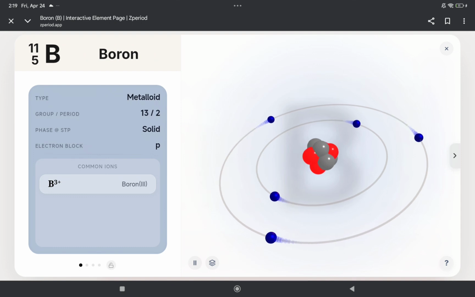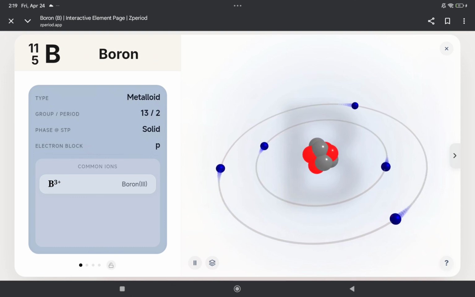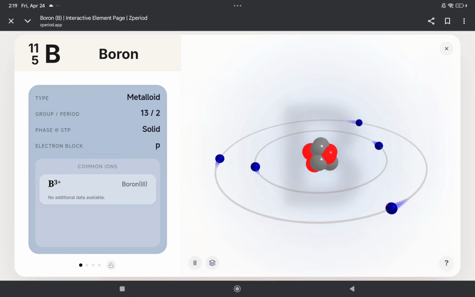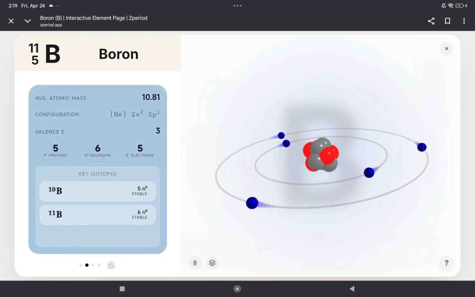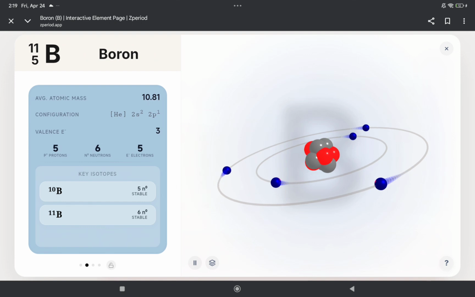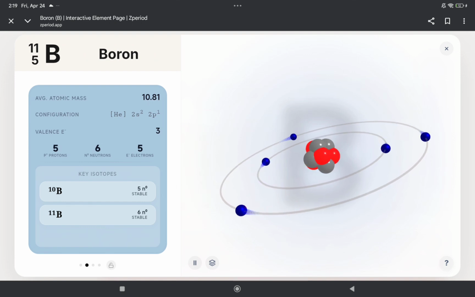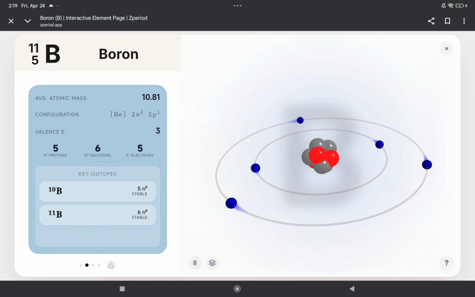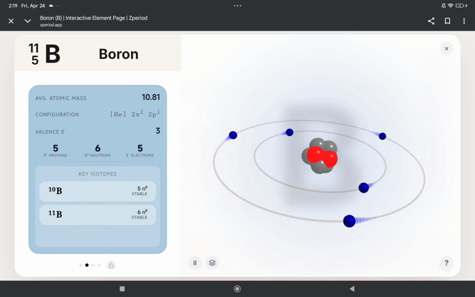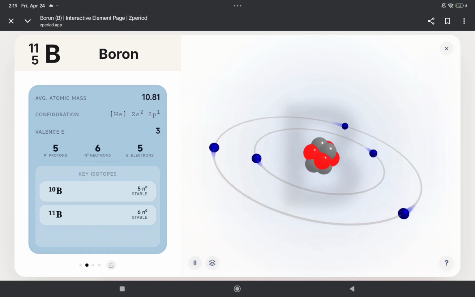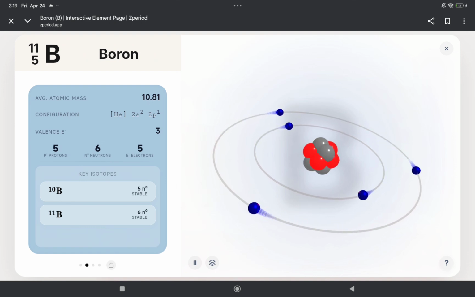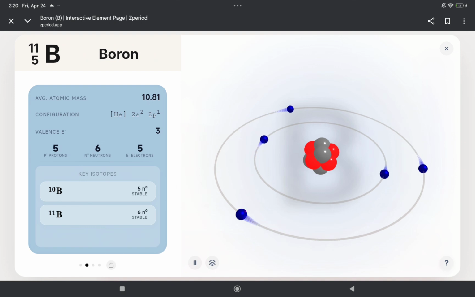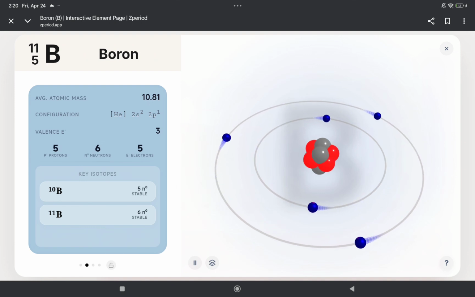The fifth one is boron. Boron is a metalloid and a solid. So the atomic mass is 10.81. The configuration is helium 2s2 2p1. So to balance it, 5 protons, 6 neutrons, and 5 electrons. So you know there's a 5 on it. It's the fifth element, boron. Fifth means 5 protons, right?